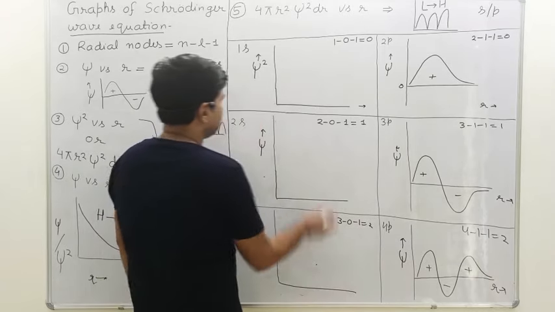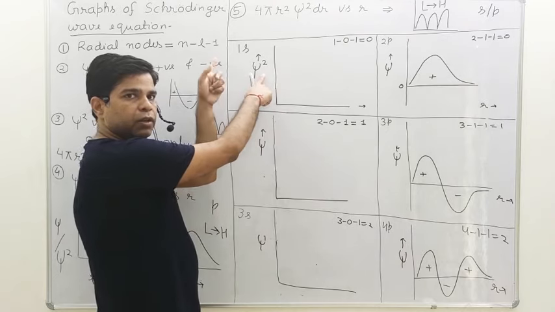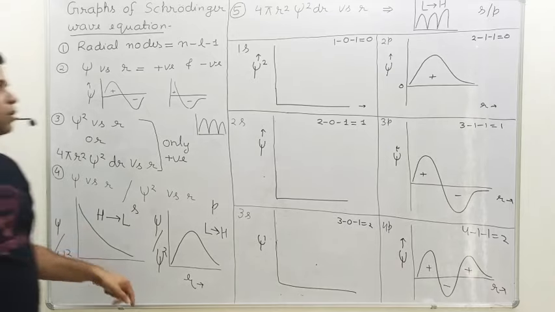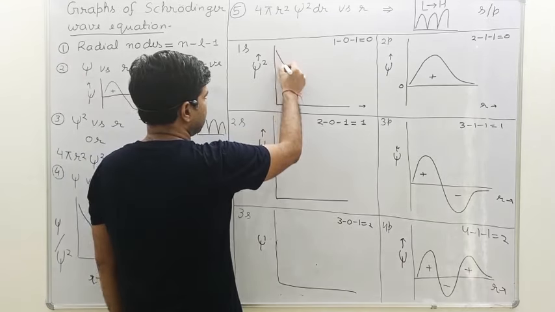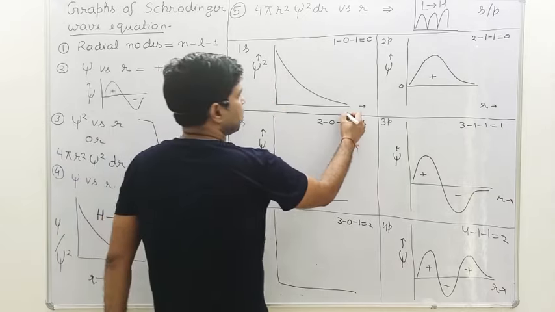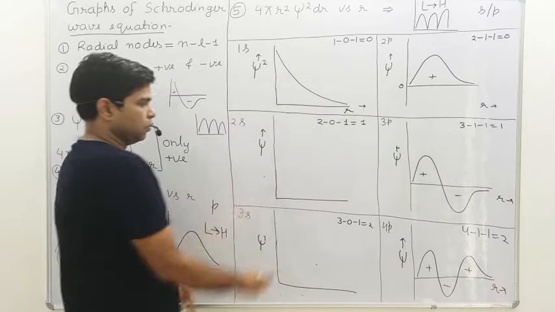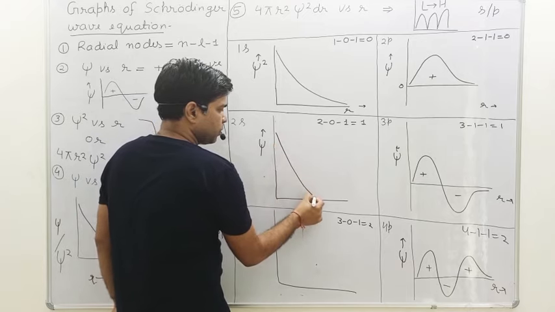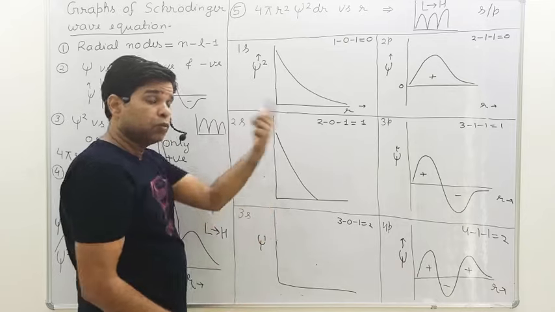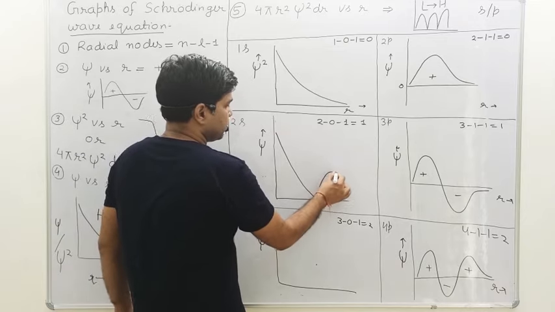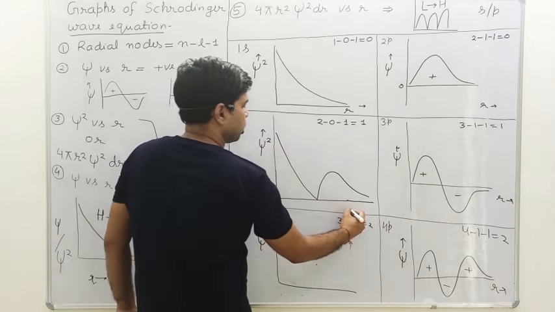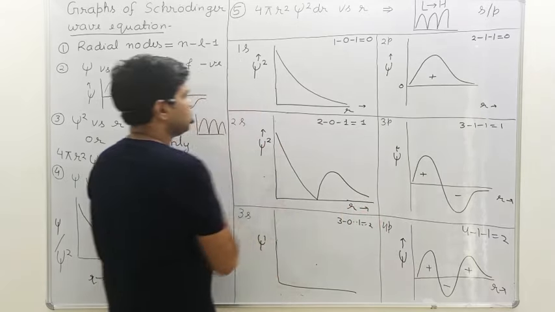Okay, now graph of psi square versus r, radial distance, it is always greater than or equal to 0 and it should start from the higher to lower. So just start the graph from the higher to lower. This is the graph of psi square versus r for the 1s. For the 2s, higher to lower, one time it is equal to 0, but now you cannot make it negative. You have to only move to the positive side. So that is this one. This is the graph of psi square versus r for the 2s.